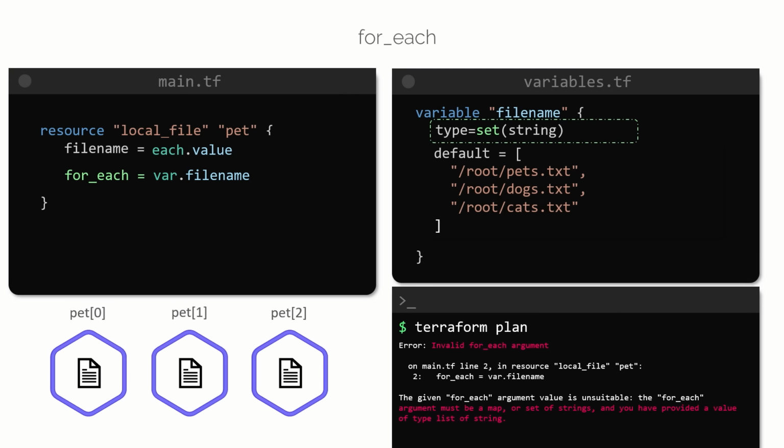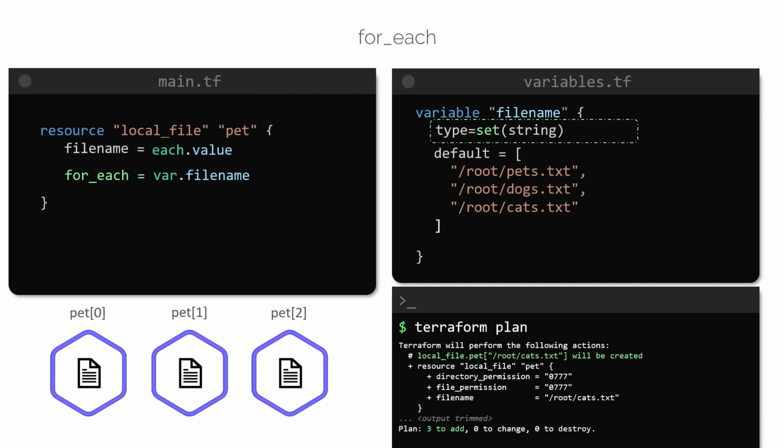Once we change the variable type and then run terraform plan, we should see that there are 3 files to be created. Another way to fix this error, while retaining the variable type as a list, is to make use of another built-in function. This time, we'll make use of the toset function, which will convert the variable from a list to a set. Once this is done, the terraform plan command should now work as expected.